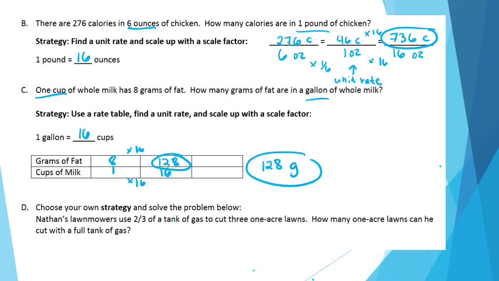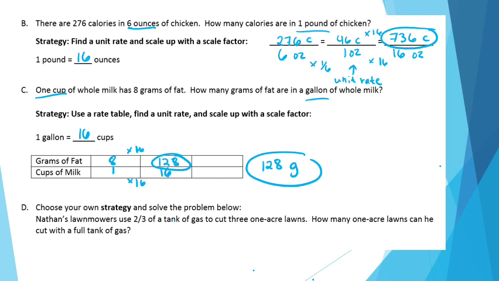Now for problem D, you're going to choose your own strategy and solve the problem below. So take a moment and see how you can think through that problem. Again, you might want to use a proportion, you might want to use a unit rate. Think about what makes sense to you. Are you ready to check your answer?